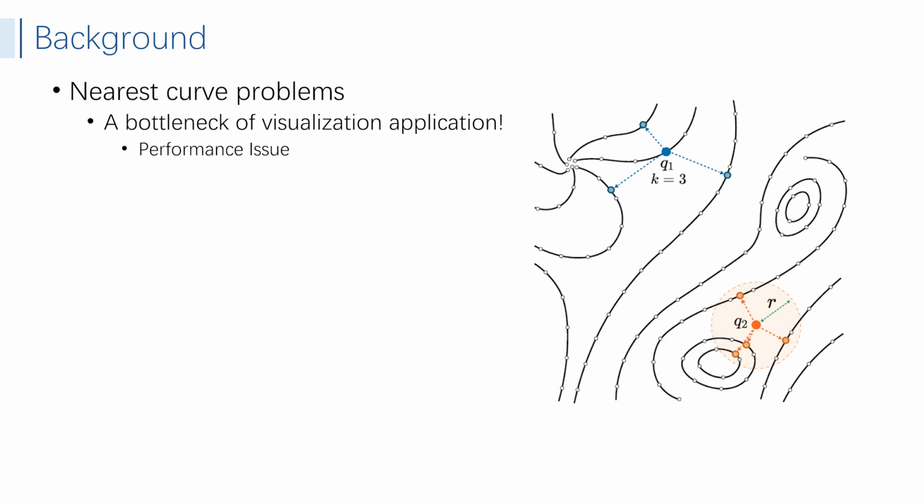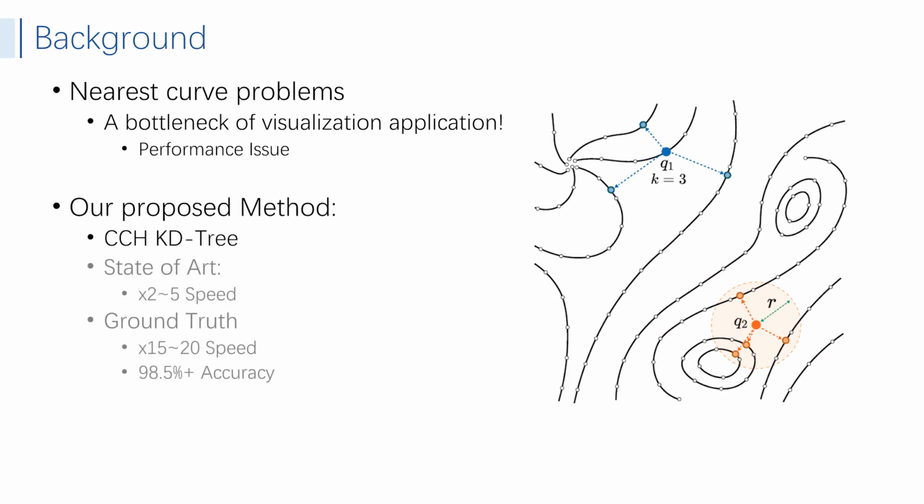It requires the program to find near curves with specific conditions, like a k-nearest point query in point datasets, but we use actually curves instead of points here. To resolve the performance issue, we propose an algorithm, CCH KD-tree. Our method is able to improve the speed of existing neighborhood search approaches by at least an order of magnitude.